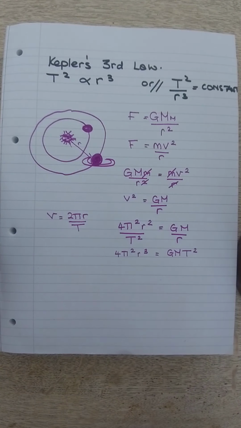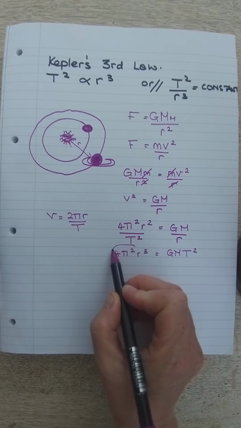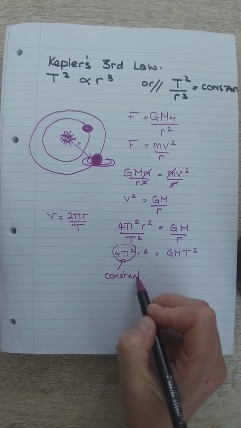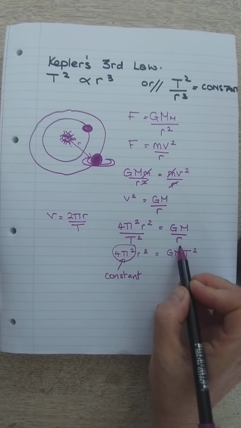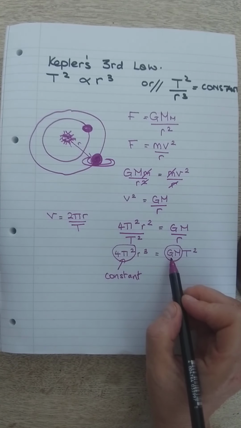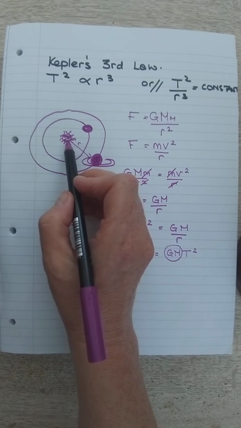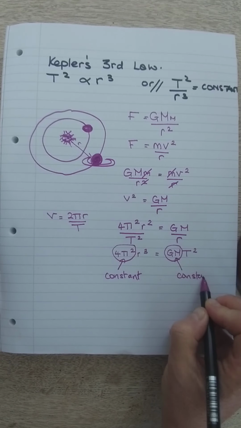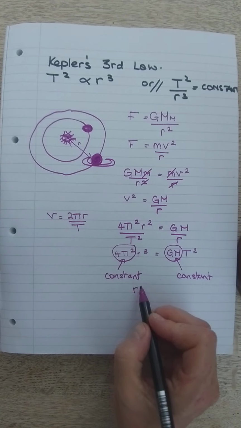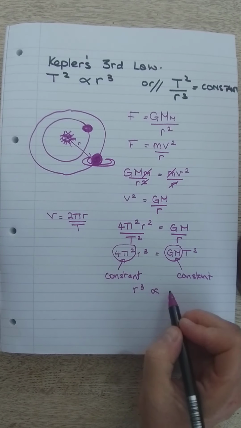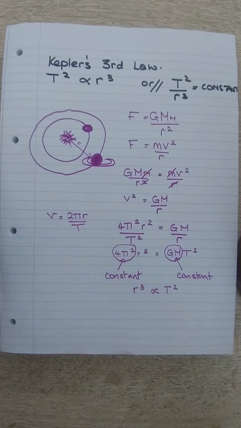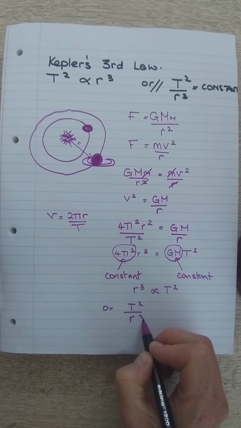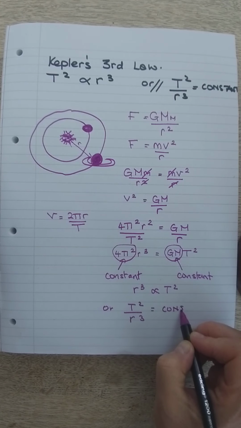So if we look at all we've got on here, we can see that 4 pi squared is just a number, so that is a constant. G and m for every system is also a constant because G is just the gravitational constant. M is the mass of the object at the centre, which is unchanging. So that is also constant. So that just leaves us with r cubed is directly proportional to the time period squared, or time period squared divided by the radius cubed is a constant.